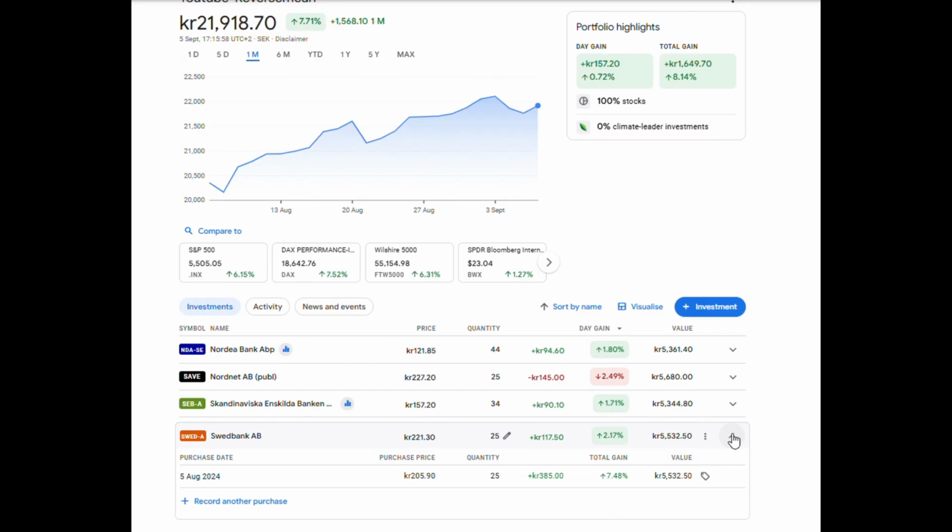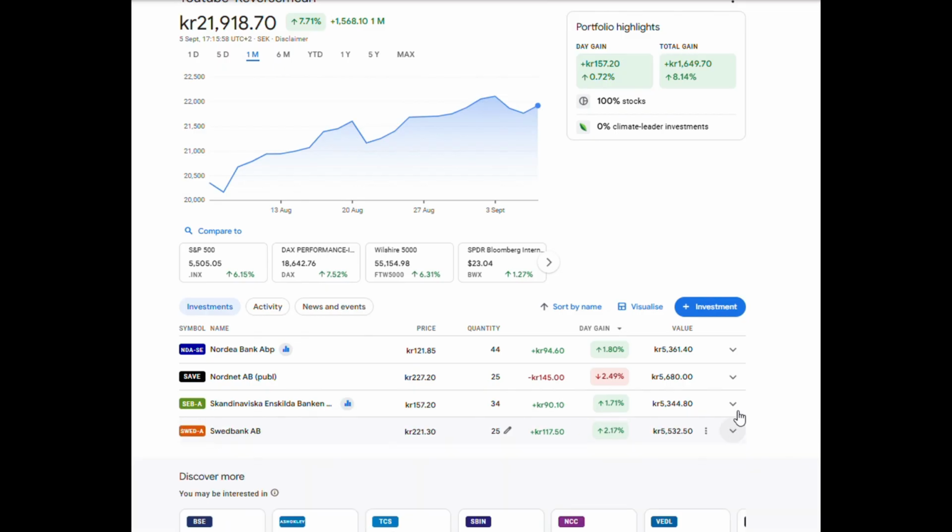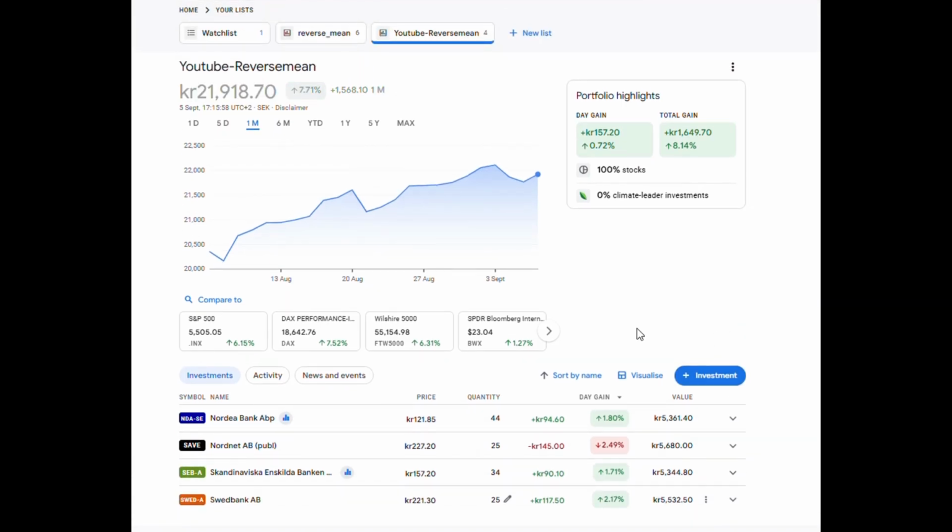When a decision to buy or sell a stock is made, it is recorded in your Google Finance portfolio. This is done by adding or removing stocks from the portfolio on Google Finance. Monitoring holdings. Each individual holding in the portfolio can be tracked via Google Finance. This means you can see the current price of each stock, its changes over time, and other relevant financial data.